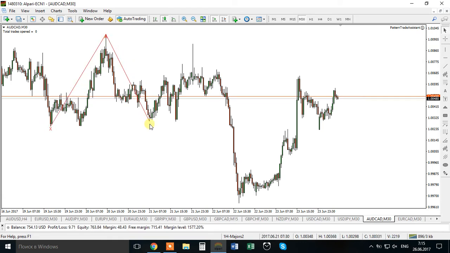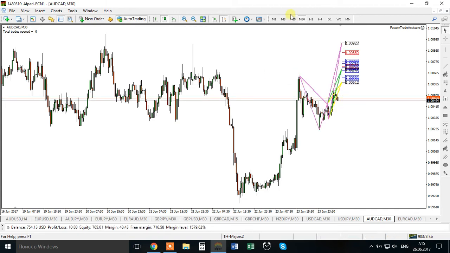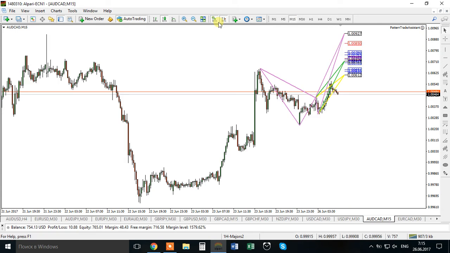Old school, 1 by 1. Very comfortable. So it is good for beginners, it is good for advanced and intermediate traders. And it is good for both. For real-time trading, something like this. Let's see if we have some pattern here. Yes, let's go 15 minutes.